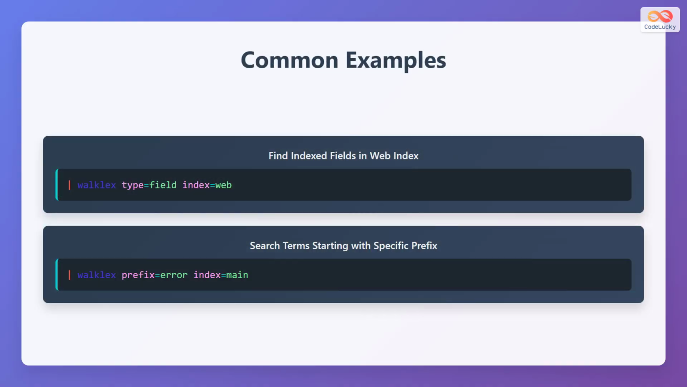Let's look at some practical examples of using the walklex command. To find index fields in a web index, you would use pipe walklex type equals field index equals web. This returns only the field names that are indexed. Another common use case is searching for terms that start with a specific prefix, like pipe walklex prefix equals error index equals main. This helps you find all terms beginning with the word error in your main index, which is useful for troubleshooting and analysis.